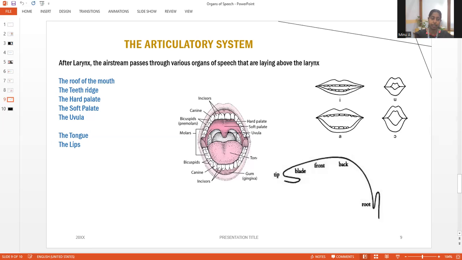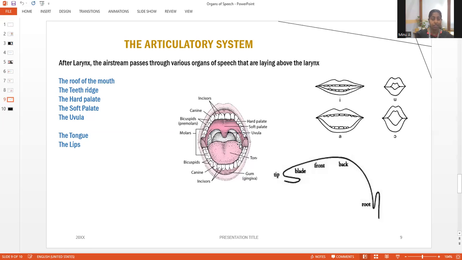And the next organ is the lips. The position of the lips affects the quality of vowel sounds especially. In the articulation of certain sounds, the lips will always be held in a spread position. Sometimes the lips will be in a rounded or semi-rounded position. So lips also play a very important role in the articulation of speech sounds.